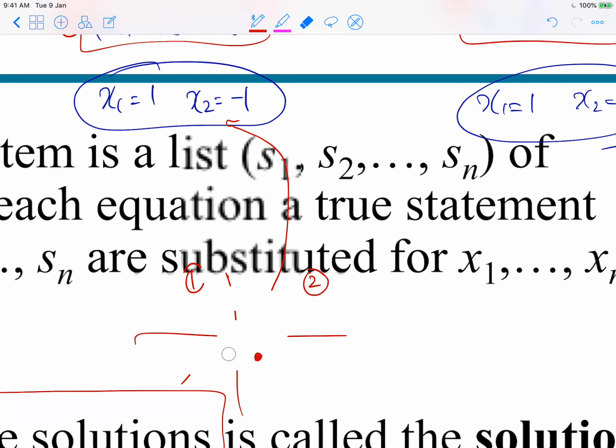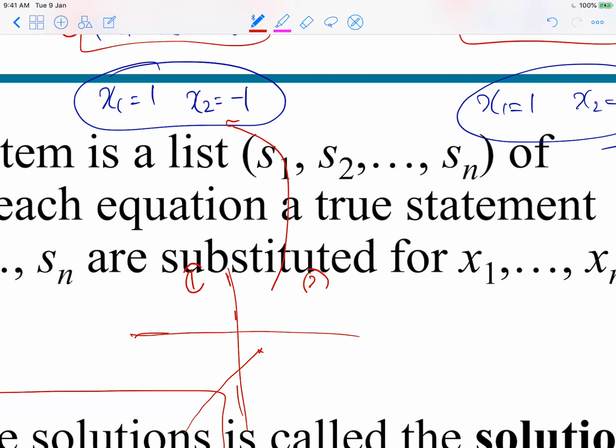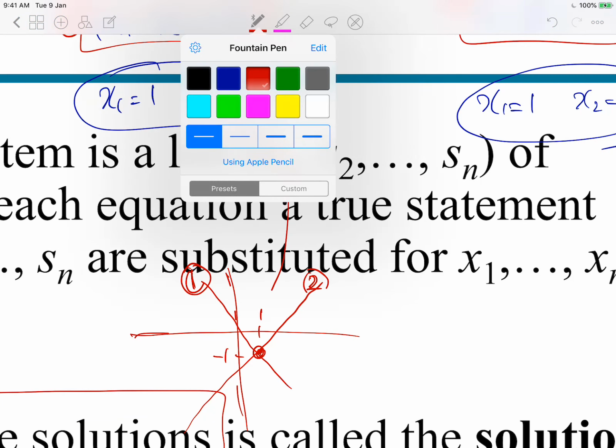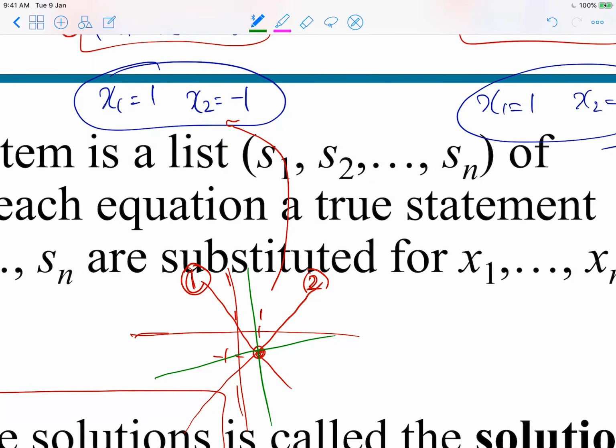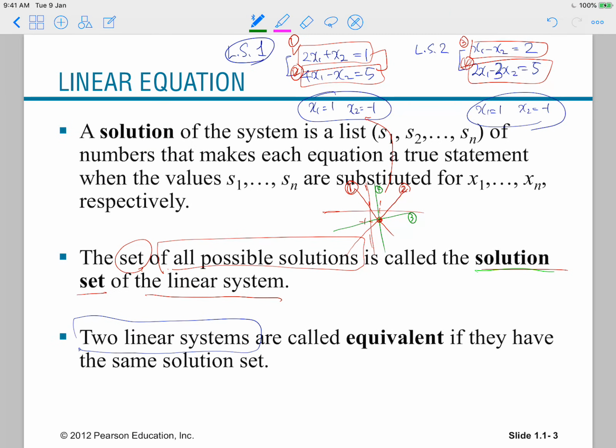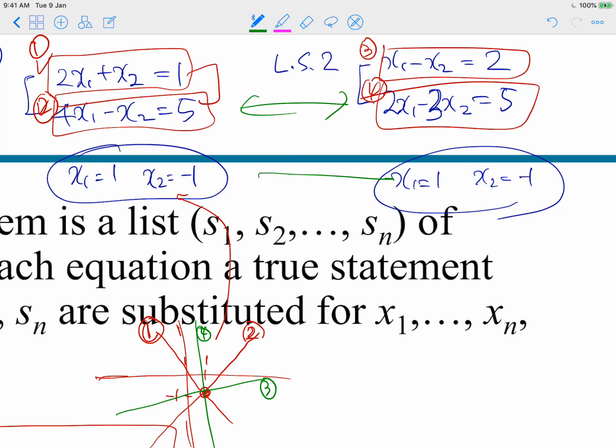So this is the first, this is the second, and this is 1 and -1. The second linear system may have different lines, so this one could be the third and the fourth line. But still, these two linear systems will have the same solution set. So in this case, we call these two linear systems equivalent, which means that we have exactly the same solution set. But what about this?